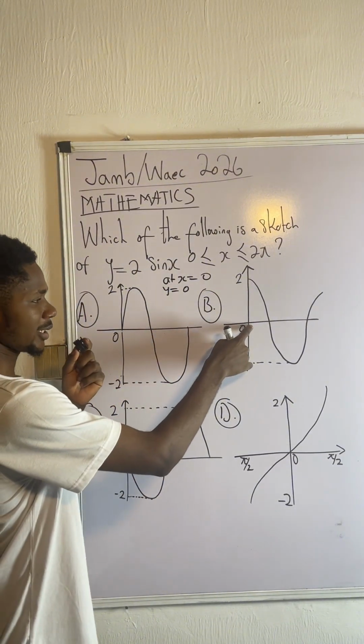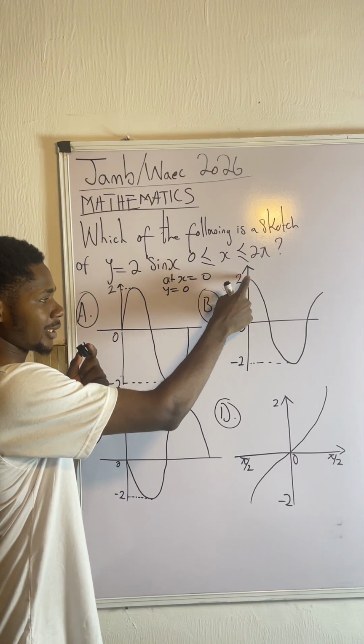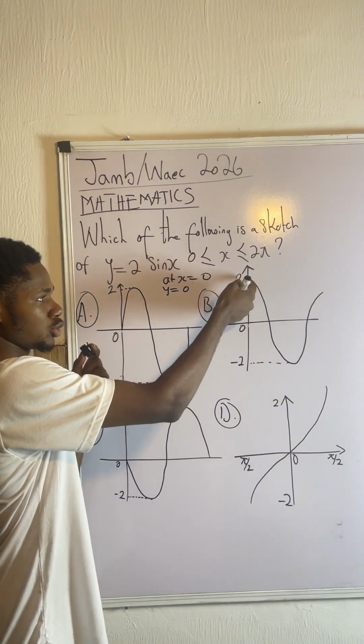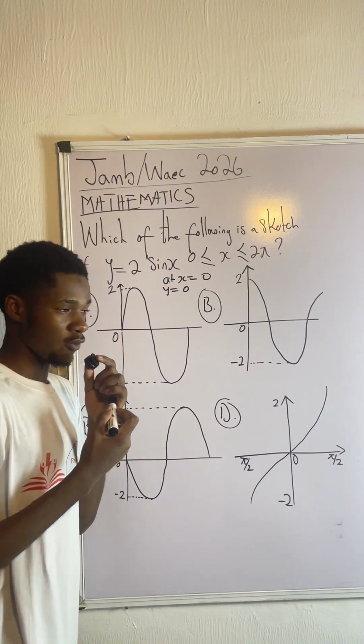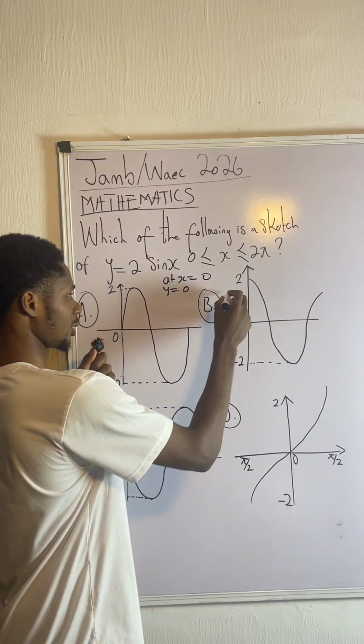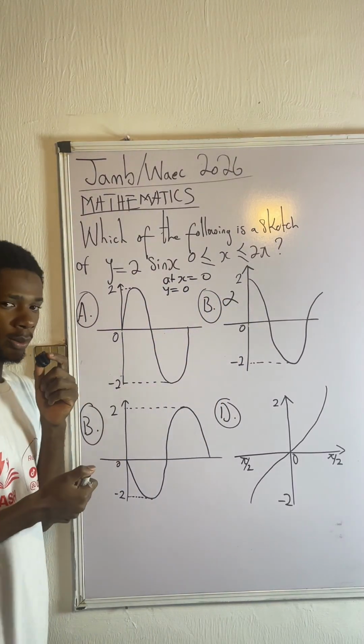For this one, at x equal to 0, we're having y as 2, right? If x is 0 here, you can trace it along the axis, here it touches the graph. That's where you get the value of y. So y here is 2. Meanwhile, at x equal to 0, y is 0. So this one is automatically out of the options.